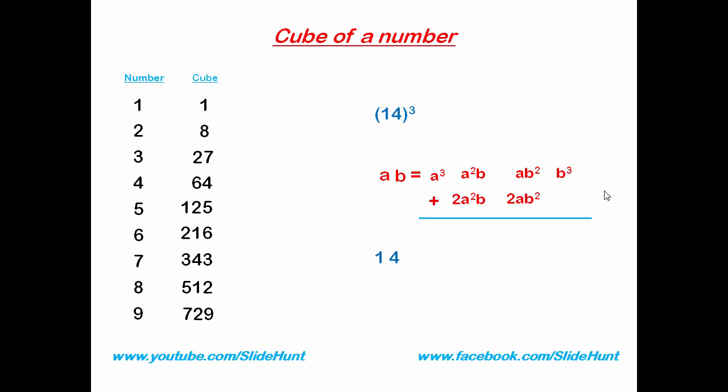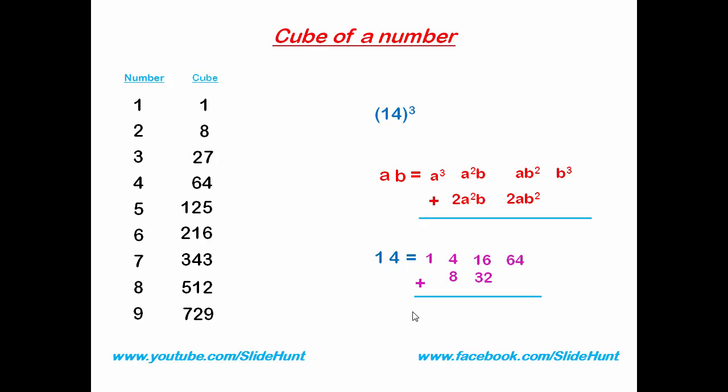Let's cube 14. 1 cube is 1, then square 1 and multiply with 4. 1 square is 1, 1 times 4 is 4. Then square 4 and multiply it with 1. 4 square is 16. 16 times 1 is 16. And then cube 4. 4 cube is 64. Double the two middle digits. Double of 4 is 8. And double of 16 is 32.